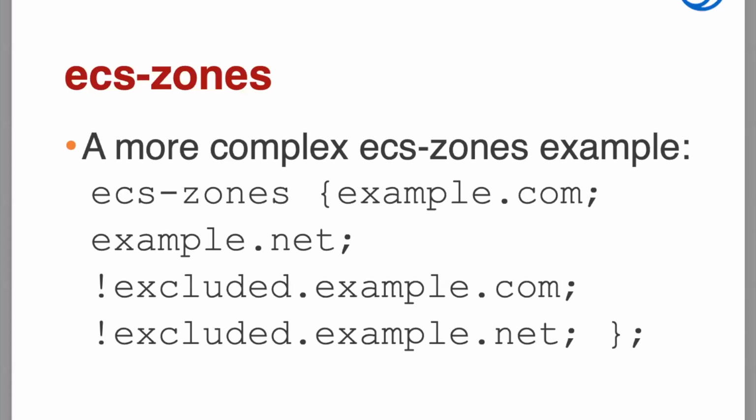And I did say that you could do exceptions. So I'm giving you an example here. And I have said I want to send ECS to example.com and example.net, but I don't want to send any queries for any names that end with excluded.example.com or end with excluded.example.net. So that's how you do exclusion.